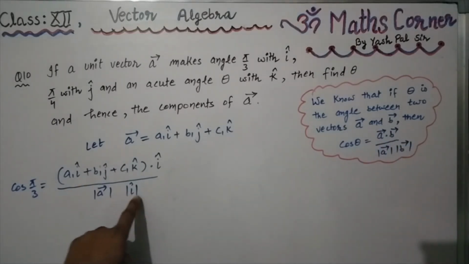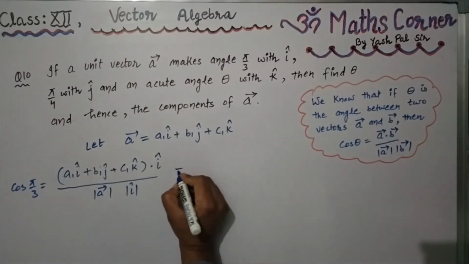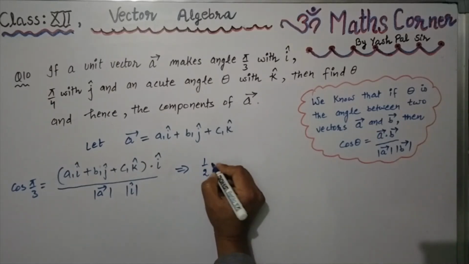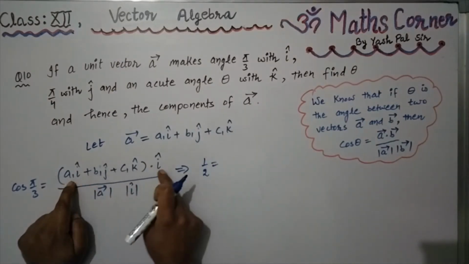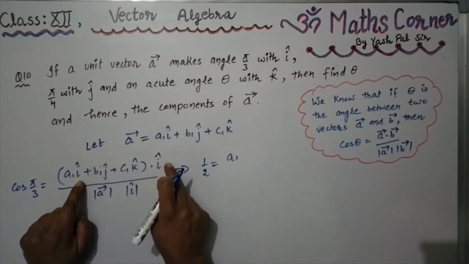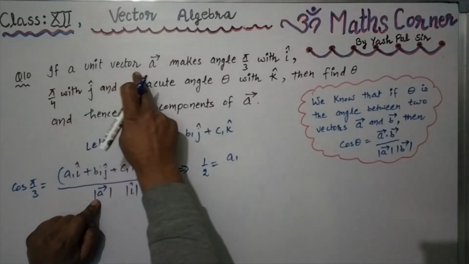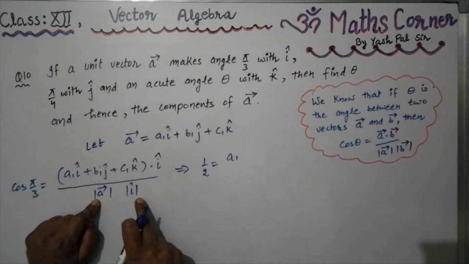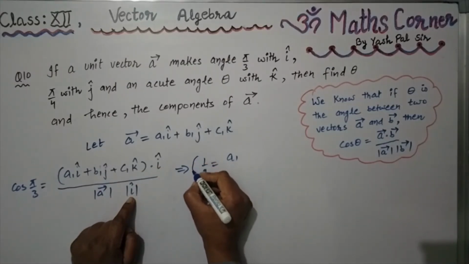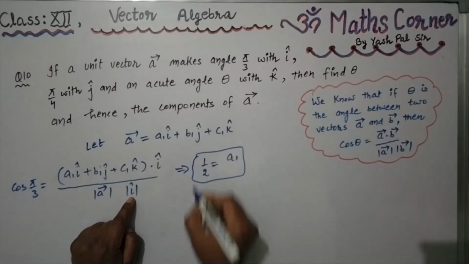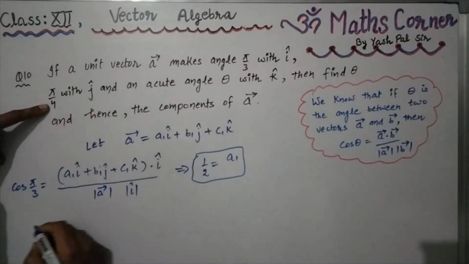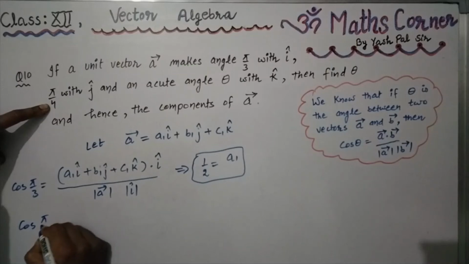Cos theta means cos pi by 3. Cos theta is equal to A dot B divided by magnitude of A into magnitude of vector B. So this implies cos pi by 3, whose value is 1 upon 2, is equal to i dot i, which is 1, so a1. Next is 0 because j is not available. Because A is a unit vector, the magnitude of A is 1. i is also a unit vector, so its magnitude is also 1. So first of all, the a1 value is 1 by 2.